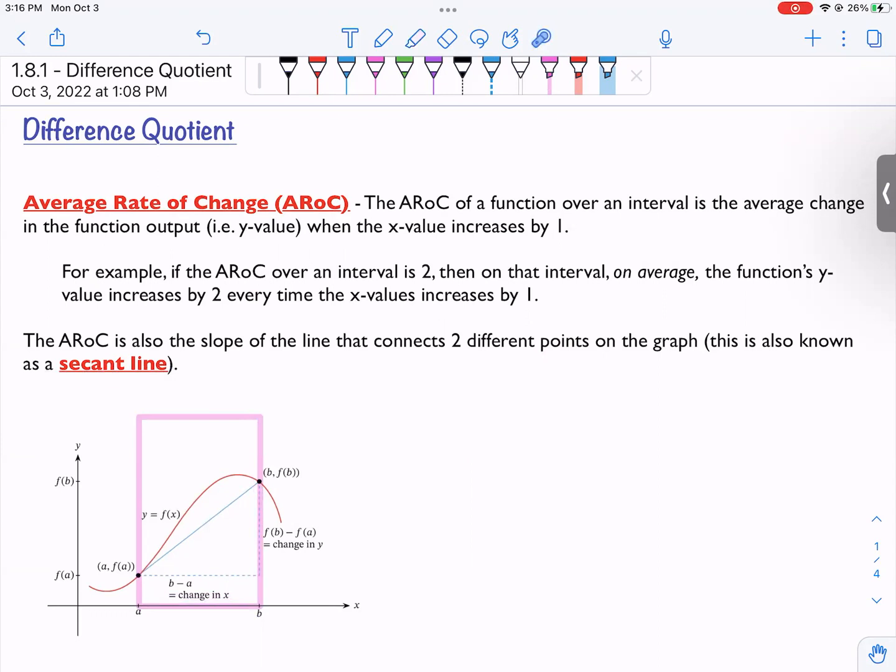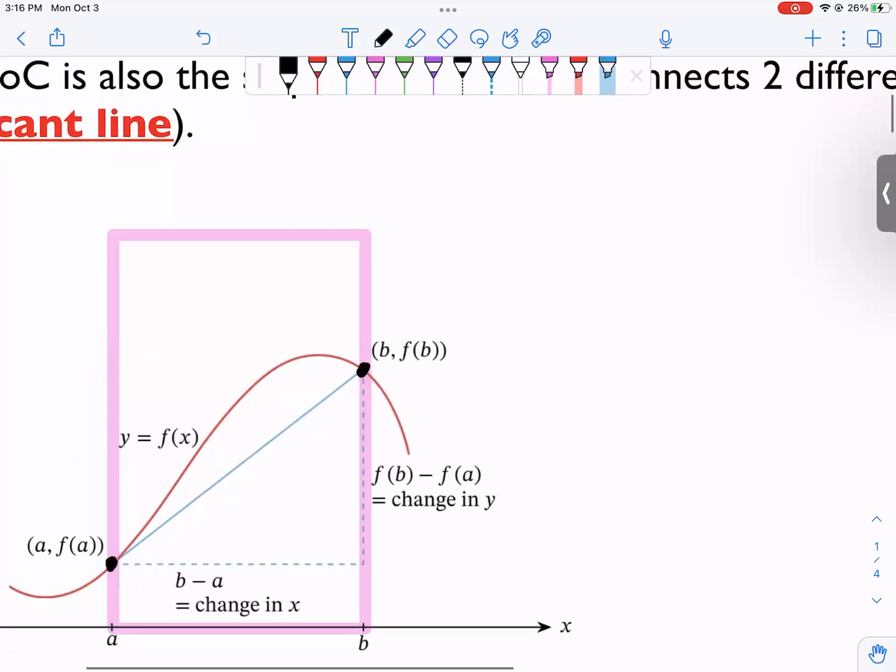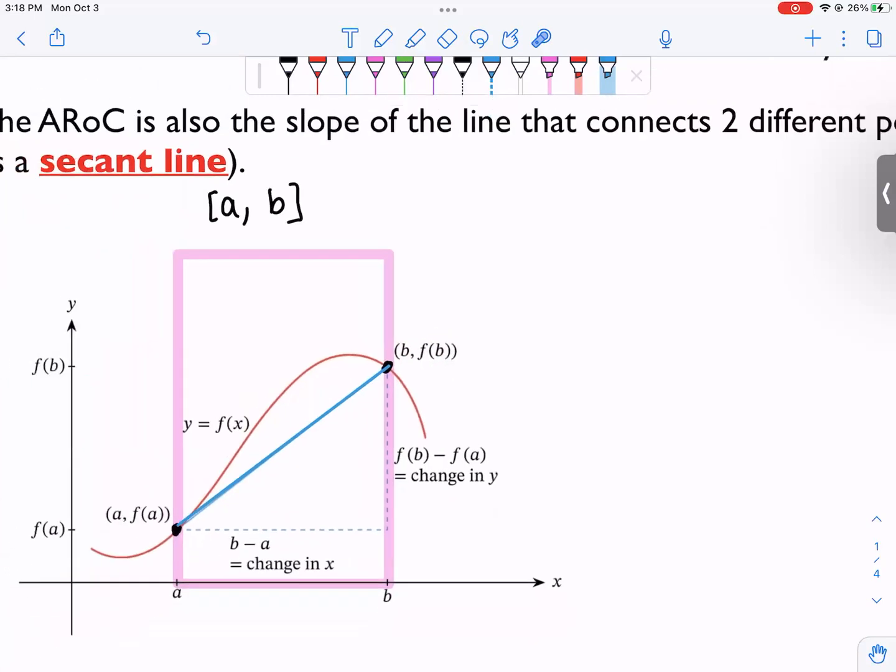So the average rate of change when I'm looking at a function that's not a line is gonna look a little bit like this. We take 2 points on the graph and we limit the function to a certain interval. So this interval that I'm looking at right here is the interval from A to B. Starts at x value A, ends at x value B. The slope of this line connecting this point right here and this point right here is the average rate of change. This line connecting these 2 dots is also known as a secant line.